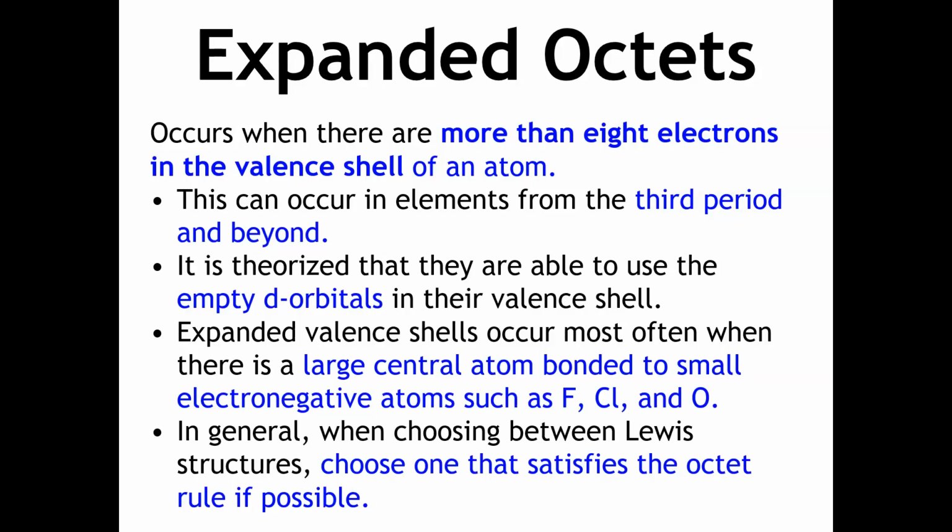And so we'll expect to see these expanded valence shells whenever you have a larger central atom, again in the 3rd period or below, and they're bonded to a very small electronegative atom such as fluorine, chlorine, and oxygen. Now, in general, when choosing between Lewis structures, you want to choose one that's going to satisfy the octet rule if possible. And you'll know that just as long as you follow the procedure that has been given to you.